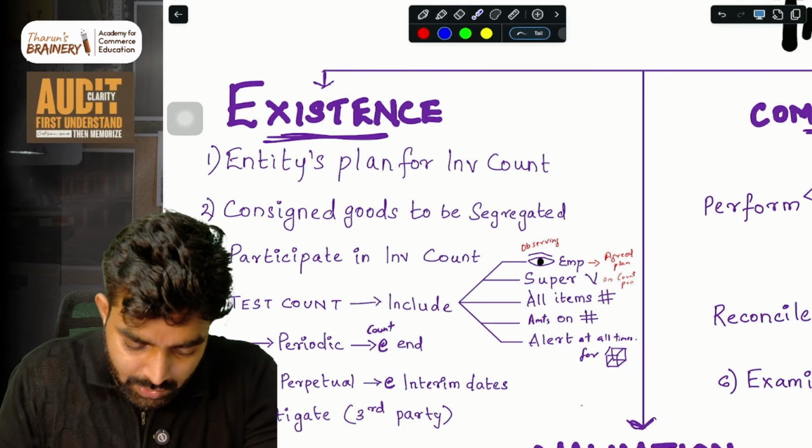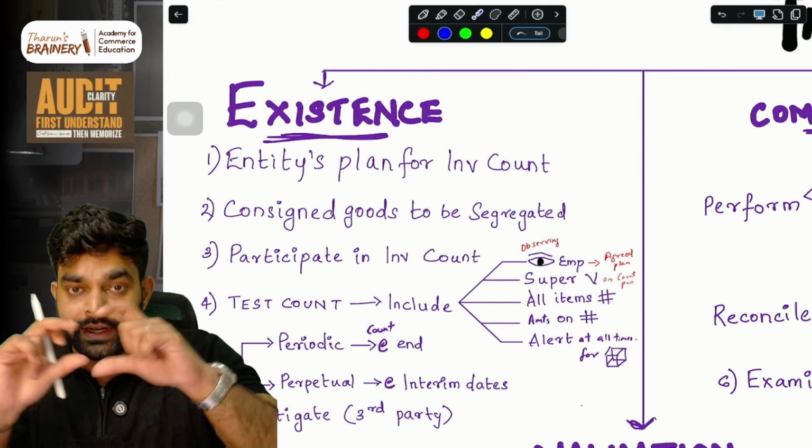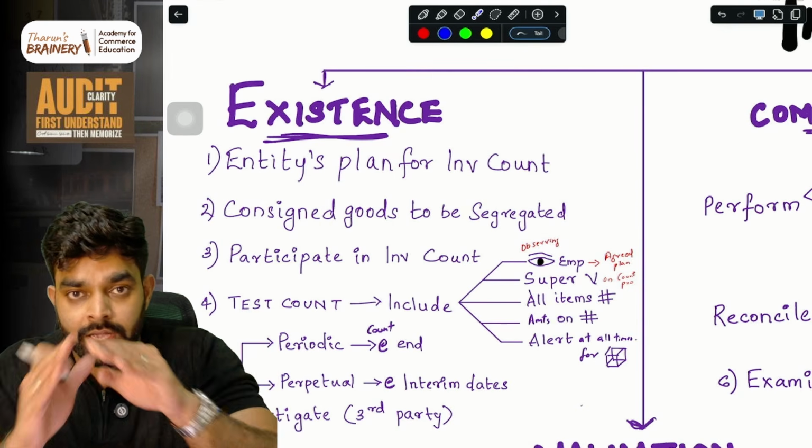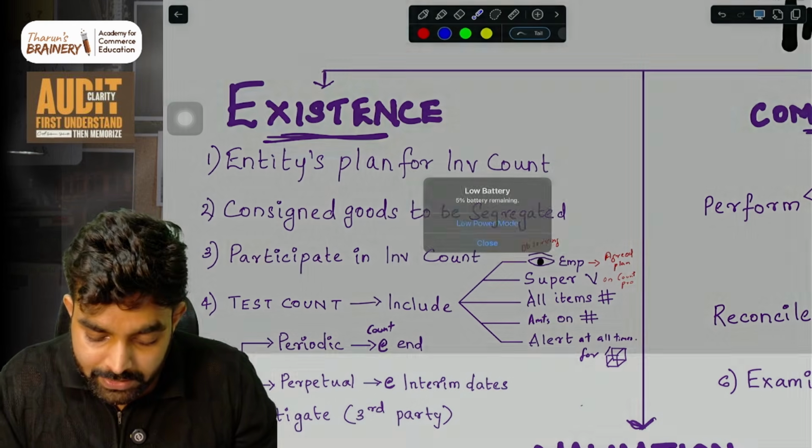Then next you will check that the consigned goods are segregated. That is, in that inventory, 10 lakh worth of inventory, 1000 units of inventory, there will be certain goods which are consigned. So you will segregate those and keep them on the other side.